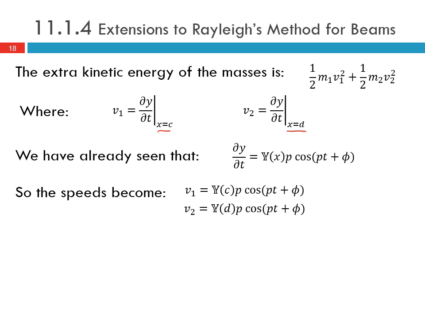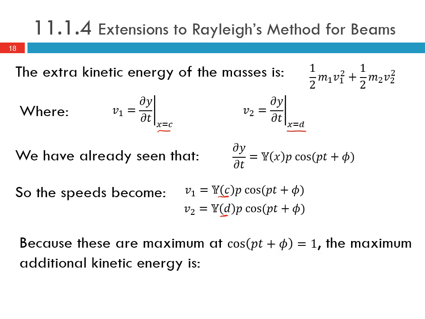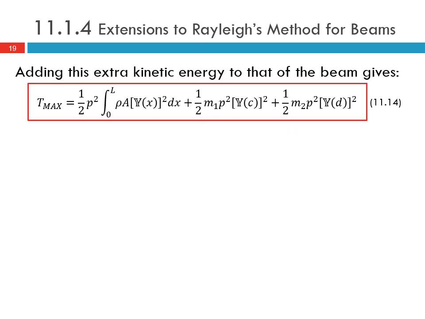So just evaluating this at x equals c and x equals d. Because these are maximum when cosine(pt plus phi) equals 1, the maximum additional kinetic energy is then 1/2 m1 p squared y of c squared plus 1/2 m2 p squared y of d squared. So adding this extra kinetic energy to that of the beam gives our T max as 1/2 p squared integral from 0 to L of rho A y of x squared dx. So that's the kinetic energy of the beam plus the kinetic energy of the masses, 1/2 m1 p squared y of c squared plus 1/2 m2 p squared y of d squared.